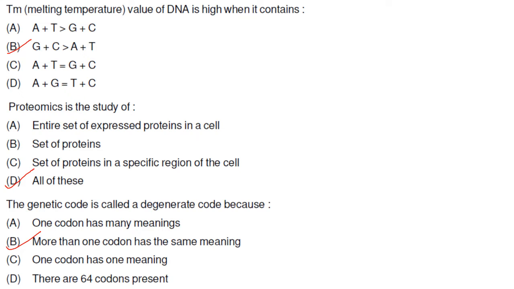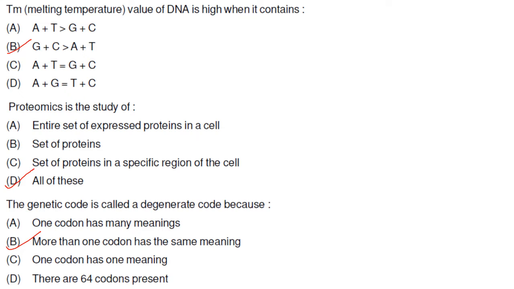Therefore, GC pairing is more stable than AT pairing, and the strands with more GC content have more hydrogen bonding, are more stable and have greater resistance to denaturation. Therefore, they require a higher melting temperature to decompose. So G plus C is greater than A plus T.